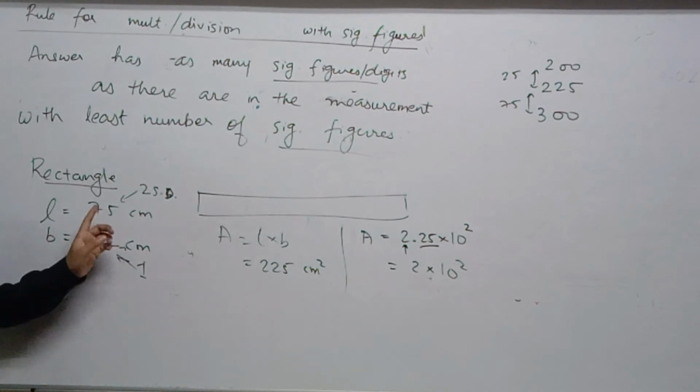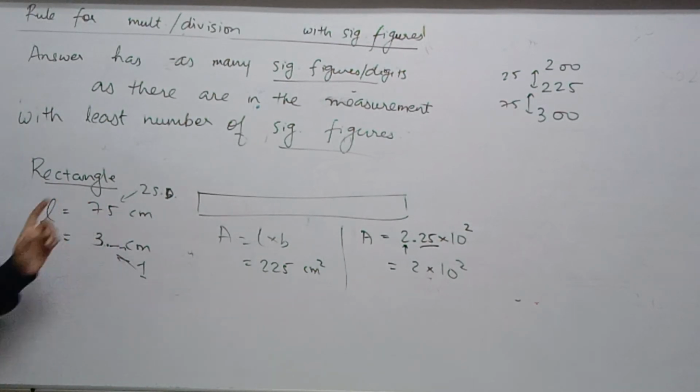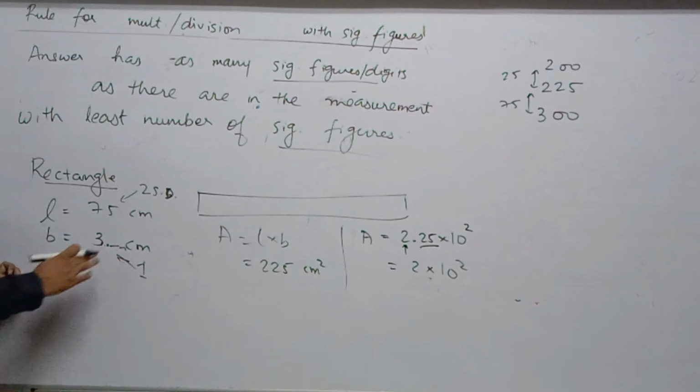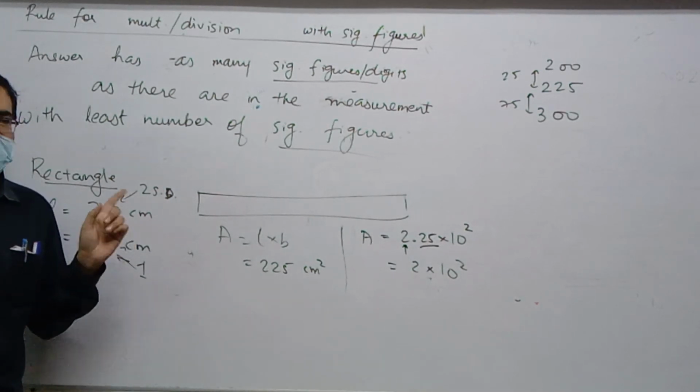So 75 into 3. If you take a rectangle, 75 centimeter, 3 centimeter, then the area of the rectangle is not 225. Area of the rectangle is 2 into 10 raised to 2. Is that clear? Yes. Sure? Yes. Not 225 again. Got it? Yes.